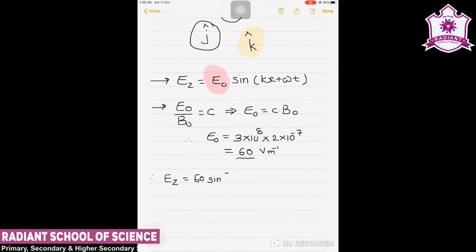So the equation can be represented as Ez equals 60, then all the terms remain as they are, sine, in place of k, the same thing, 0.5 into 10 raised to 3 x plus omega, that is 1.5 into 10 raised to 11 t. The unit will be volt meter inverse.